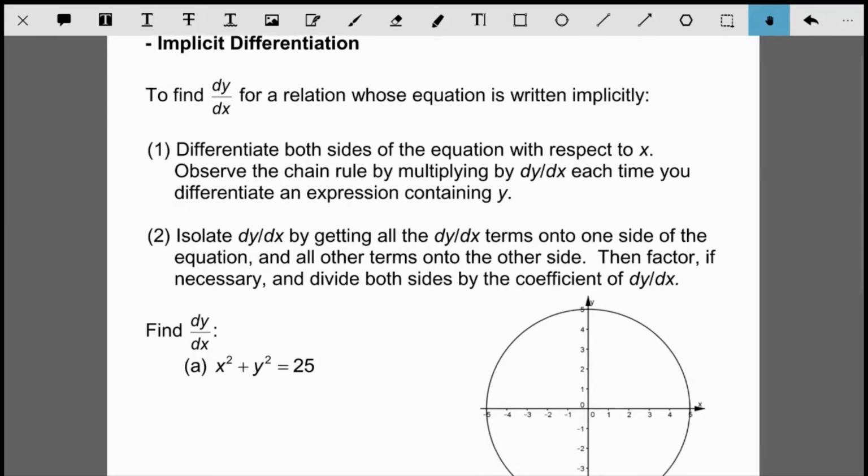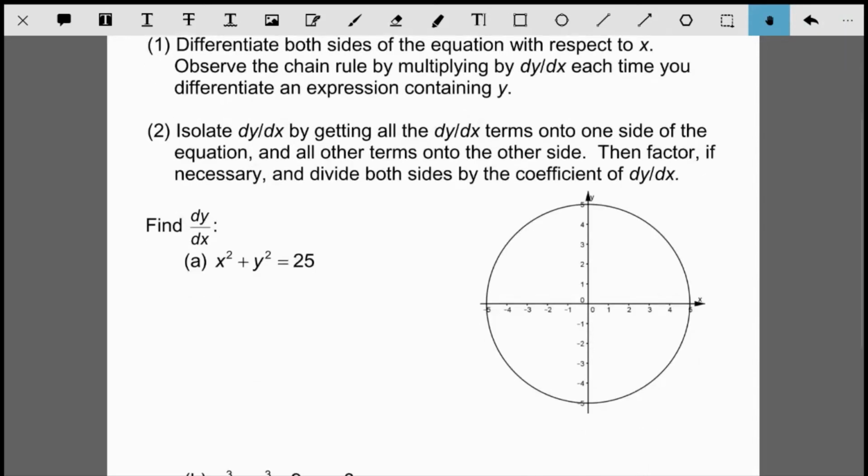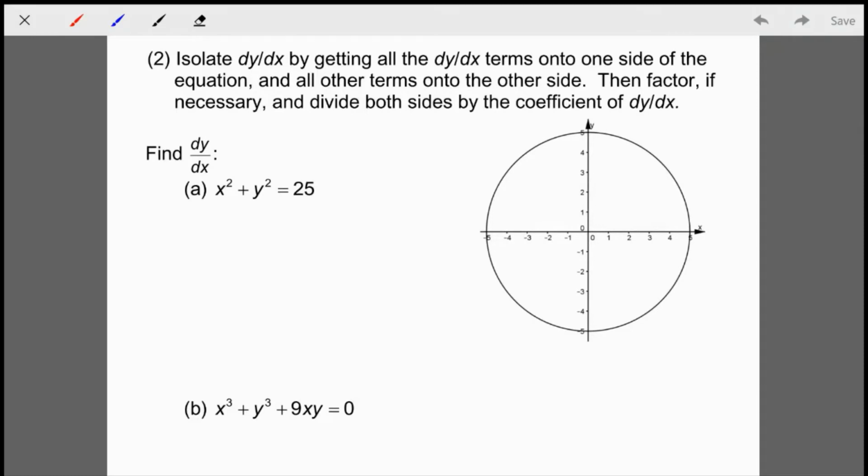Okay, so here's the main idea when we're trying to do implicit differentiation. Typically, we're going to be looking for dy dx. We're going to differentiate both sides of our equation without worrying about trying to isolate y. Then, once we've taken the derivative, we're going to go ahead and isolate dy dx. Okay, so here's a couple of examples. I'm going to work through the first one.